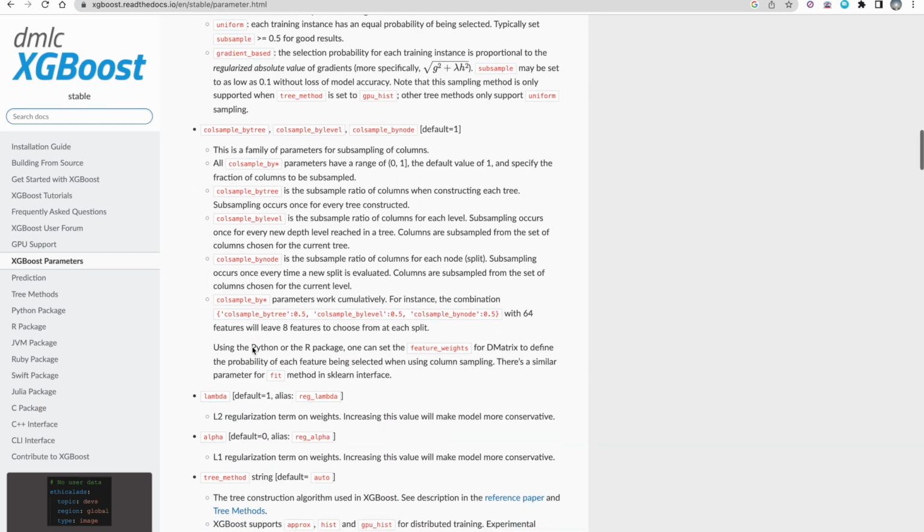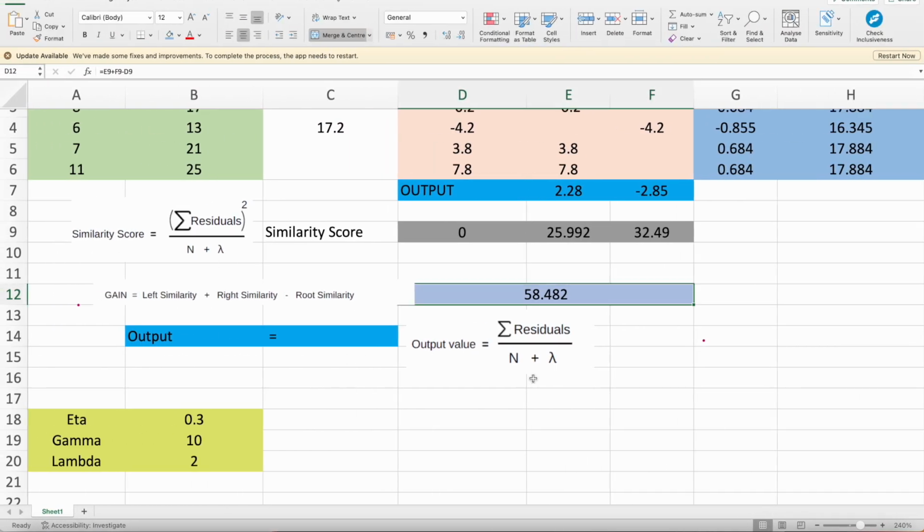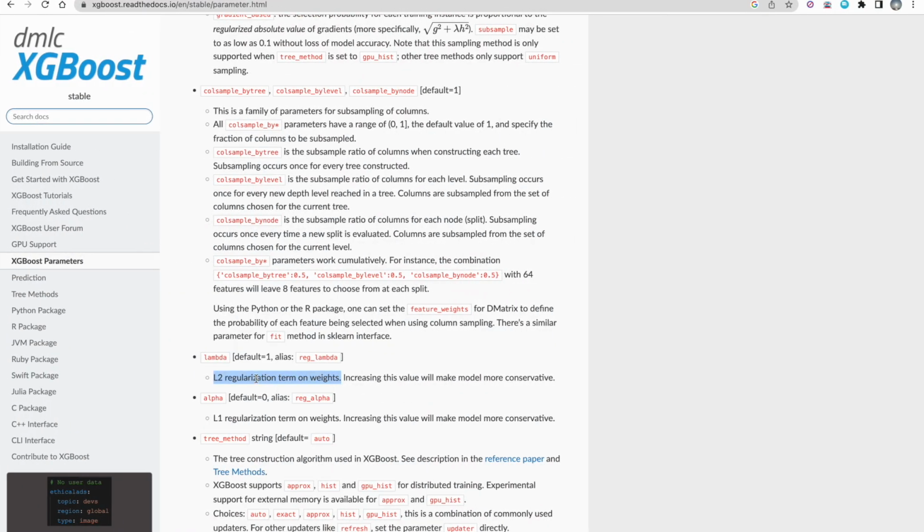Let me show you another parameter, which is lambda. Lambda is the L2 regularization term on the weights, right? But lambda is used in more terms to calculate the output, to calculate the similarity score also. But it is primarily the L2 regularization penalty.